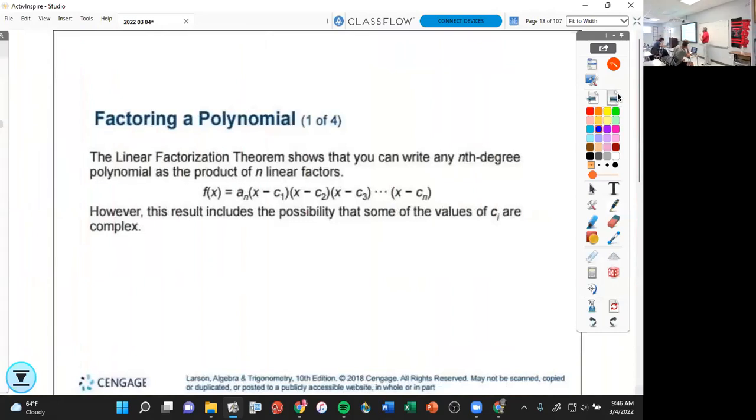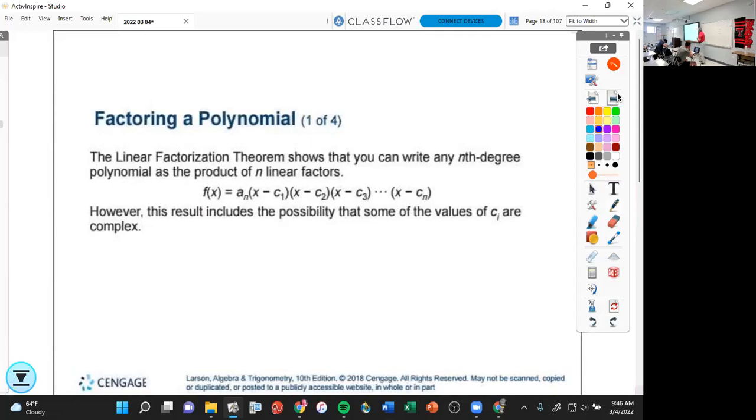The linear factorization theorem shows that you can write any nth degree polynomial as the product of n linear factors. That was what we just did, isn't it? They gave us 4 zeros. We took those 4 zeros and wrote 4 factors to represent a polynomial, right? That's what this is saying right here.